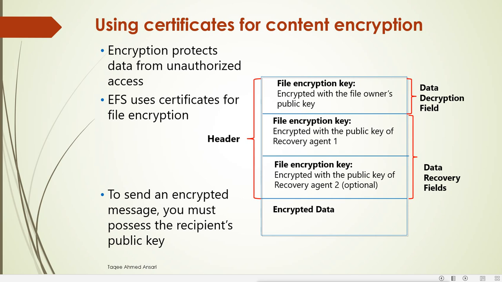And to send an encrypted message, you must possess the recipient's public key. So if you want to see the data, you have to get the recipient's public key also. That means those users' keys will be added into the document, and those users can see the data. If the user's key is not there, then the user will not be able to see the data.